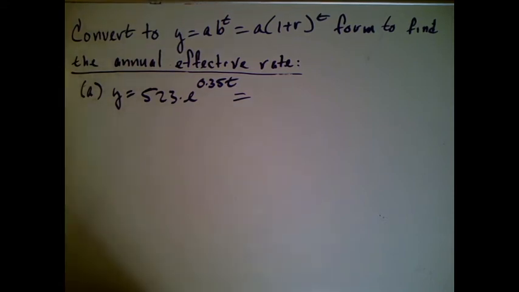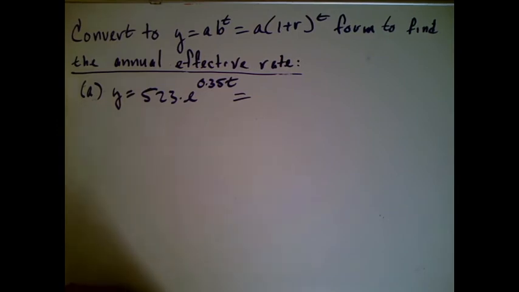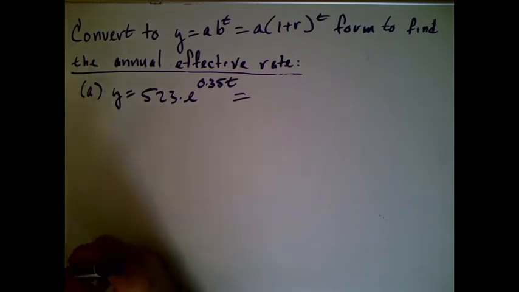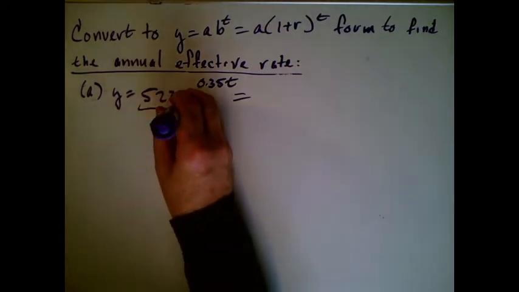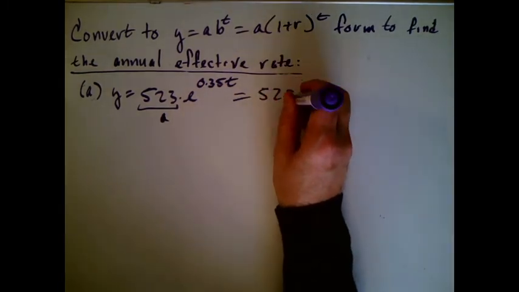We're going to go through two examples of rewriting exponential functions in PERT form into the form that has a b, so that we can find r and so that we can draw a conclusion. What we want to be able to do is rewrite this as a times b to the t. Now the a doesn't have to change, that's just the number in front of the exponential function part, right? So we can start out here with 523 and not worry too much.